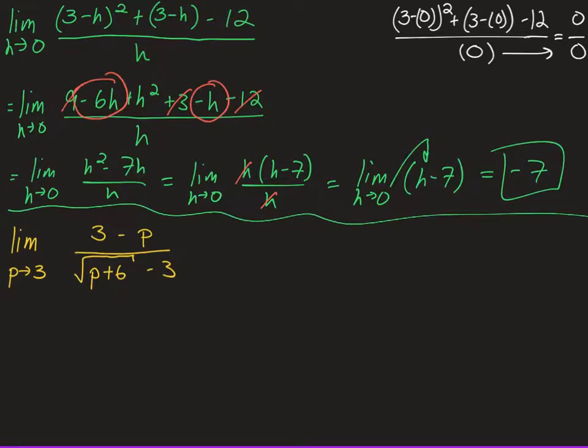Again, off to the side, we have to check really quickly that this will equal 0. So 3 minus, substitute 3's in for all the p's. In the numerator, 3 minus 3 is 0. In the denominator, 3 plus 6 is 9. The square root of 9 is 3. 3 minus 3 is 0. Cool. The check works. It's 0 over 0. Pause the video. Think about which method you would use. I'll be back in 5 seconds.